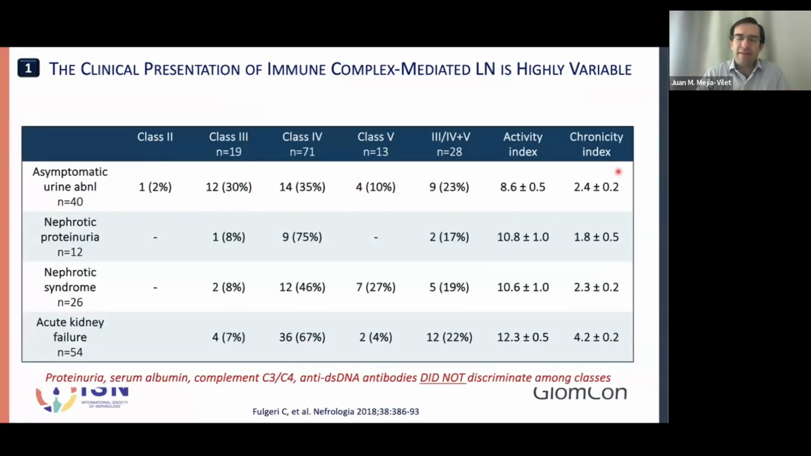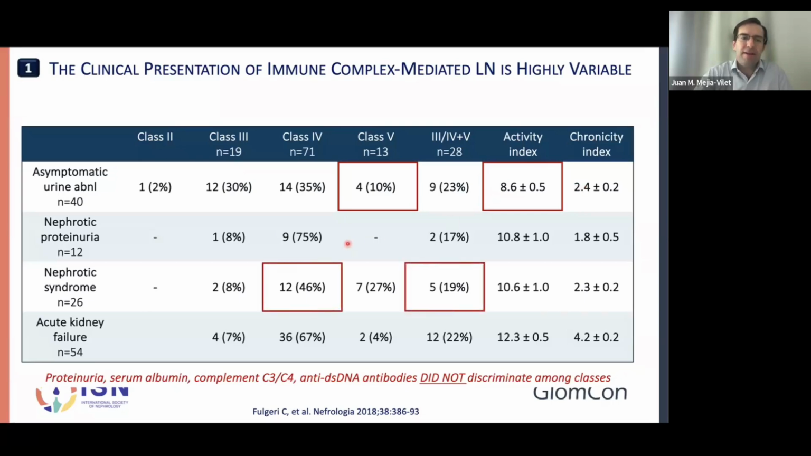The reality is that some studies have gone through this, and the prediction based on clinical findings is inaccurate in many cases. And this is an example. This is one study, and you can see here the syndrome of presentation of the disease, and here the ISN/RPS class. And for example, patients with asymptomatic urine abnormalities, look at this. There were patients with class 5 lupus nephritis. We wouldn't think of that usually. And the activity index was really high.